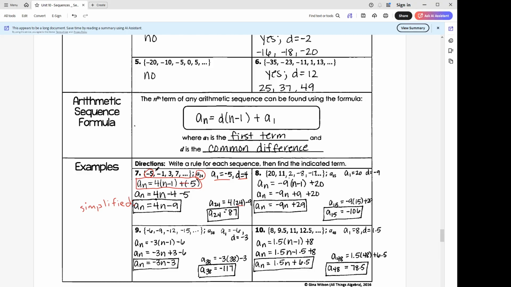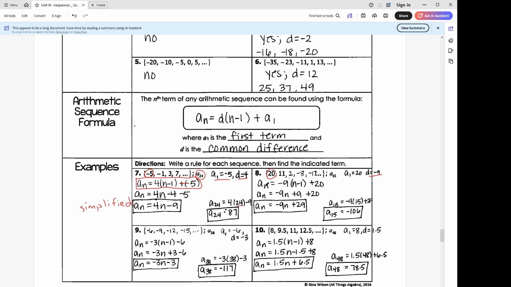That means if you continue this list on right here, so starting with -5 and you're adding 4 each time, the 24th term in this list will be 87. Okay, and that's what it means. So looking at number 8 then, you're subtracting by 9 each time. So D, the common difference, is -9. And the first term, a sub 1, is 20. Again, that's the first number in the list.